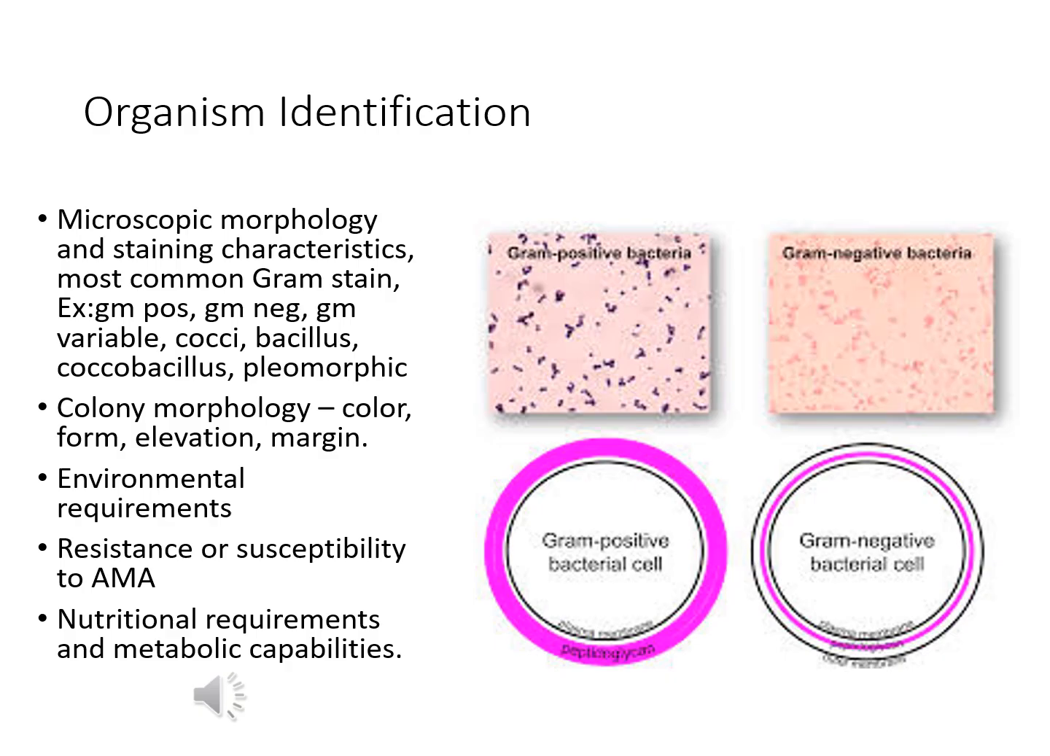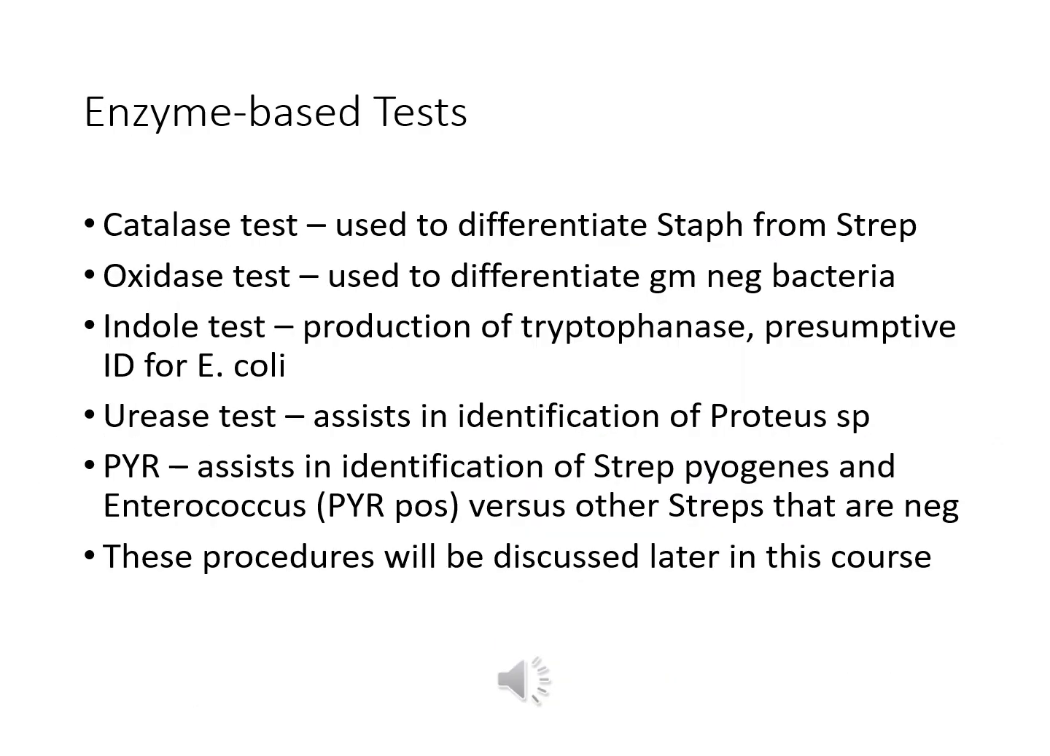You're going to look at what type of environmental requirements are also needed for it to grow. The SOP should indicate the need to incubate those plates. And then again, part of what we'll include with organism ID is if there's a resistance or susceptibility to any antimicrobial agents.